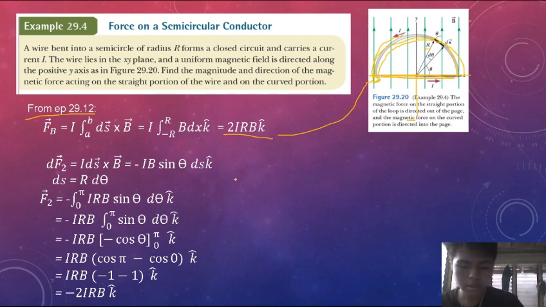To find the magnetic force on the curved part, we must first write an expression for the magnetic force dF2, which equals I ds times magnetic field B, and it will equal negative IB sine theta ds k. We can write an expression for ds, in which it equals r d theta, and the magnetic force on the curved portion equals negative integral from 0 to pi of IRB sine theta d theta.